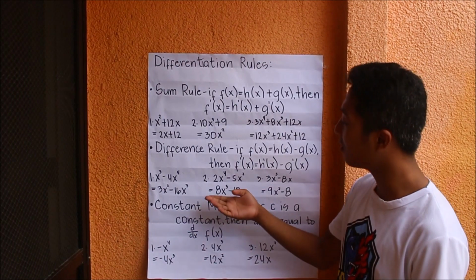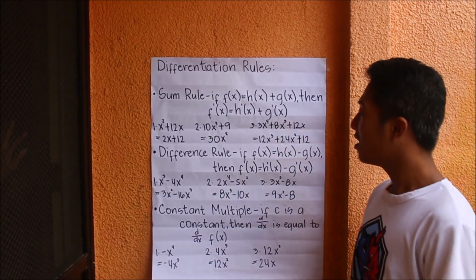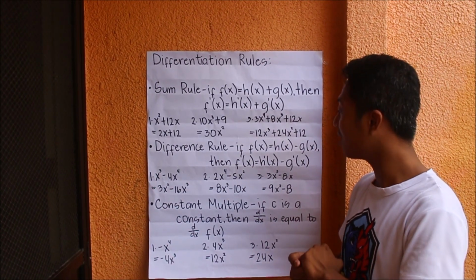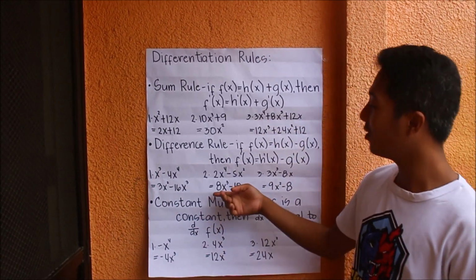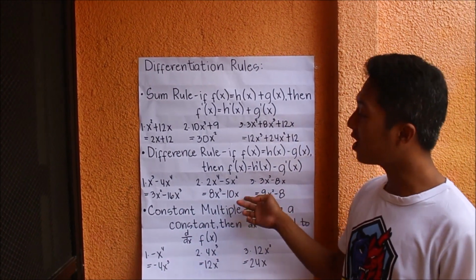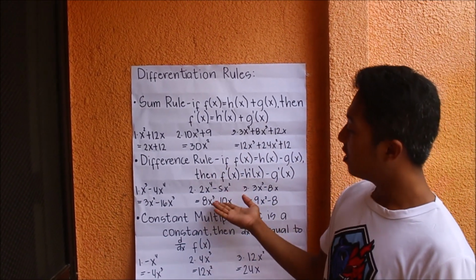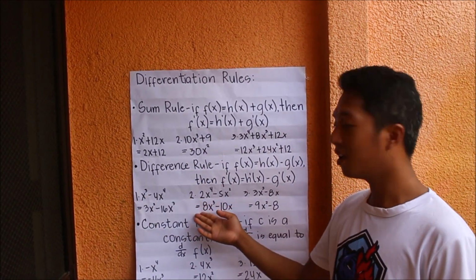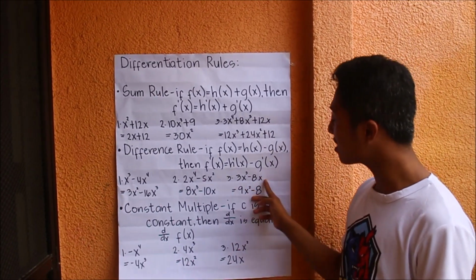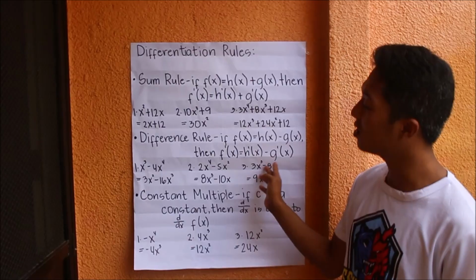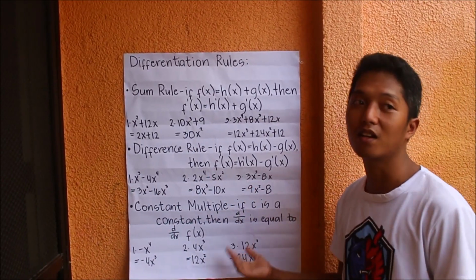So let's go with number 2. 2x raised to the power of 4 minus 5x squared is equal to 8x cubed minus 10x. So the same procedure as number 1. And then let's go to number 3. 3x cubed minus 8x is equal to 9x squared minus 8. So just the same procedure as number 1.